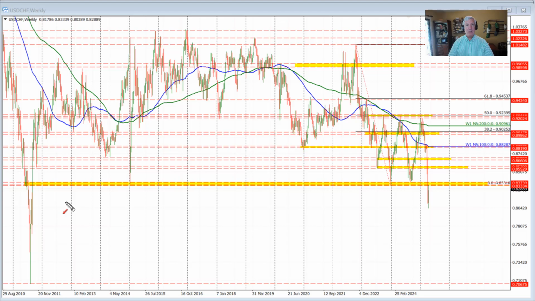The dollar versus Swiss franc moved up to the low of a key swing area over on the weekly chart. I'll talk about that and more in this video, so let's get started. I spoke about this area over the last week or so of trading.